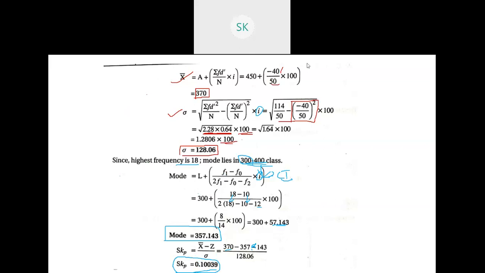So this is a continuous series problem, but with an open-ended class interval. So be careful while converting the open-end classes into a normal class frequency. Did you all understand this problem? Anybody has doubt here?